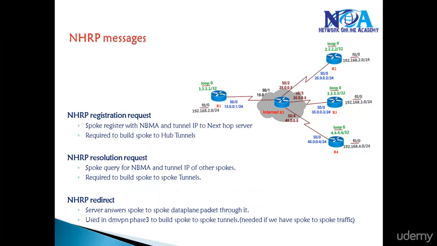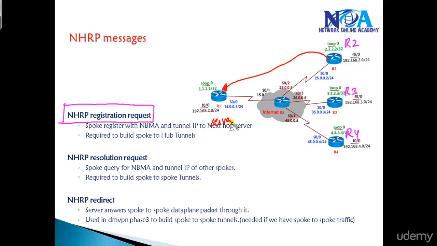Now NHRP uses some different messages for information, like there is a message called NHRP registration request. This registration request is sent by the spoke. Let's say in my scenario, router 2. Every spoke router, like in this case router 2, router 3, router 4, what they need to do is register their own information with the server. Because how is the server going to build the information, that's the question here.